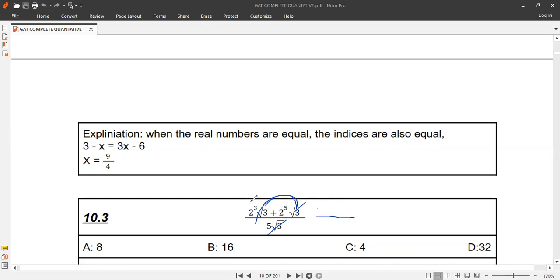2 to the power 3 equals 8. You need to remember the powers of 2. 2 to the power 5 equals 32, over 5. If you add them, you get 40, and 40 over 5 equals 8. So the answer is A. The main point here is that you can take root of 3 as a common factor, then simplify it with root of 3 in the denominator.